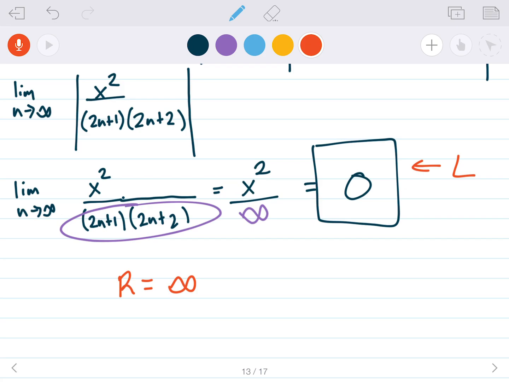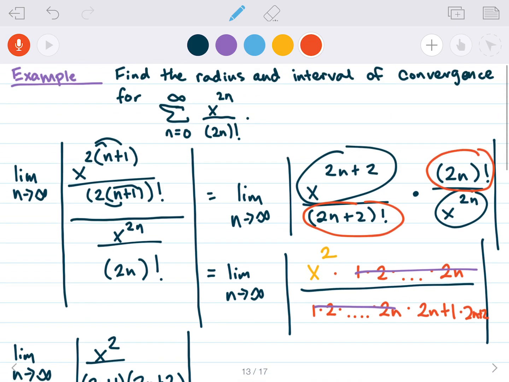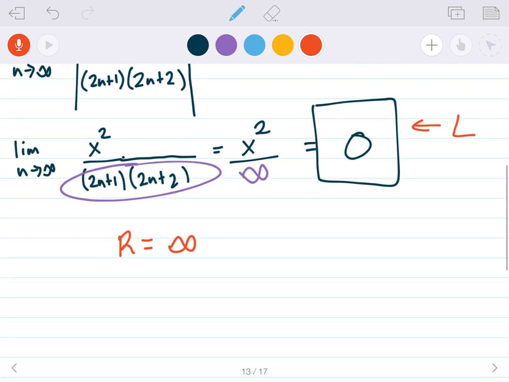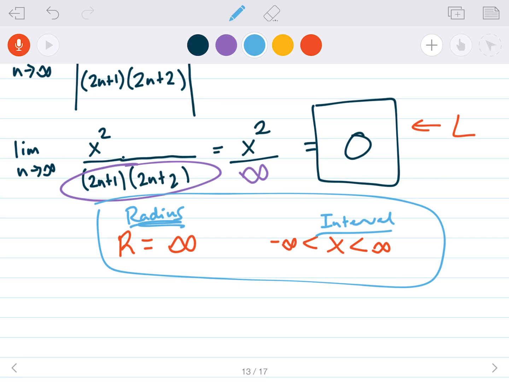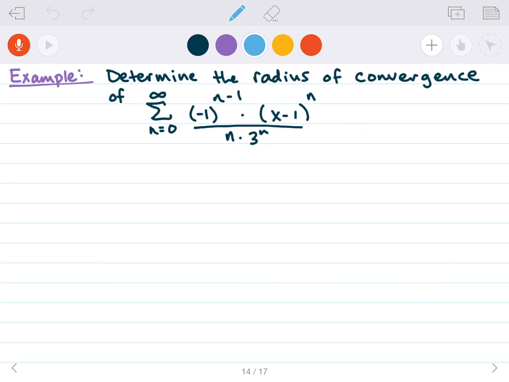And what is it asking us? Oh, the interval of convergence is, again, we're saying that x is going to be between negative infinity and positive infinity. So we could write it like this, or we could write it like negative infinity to positive infinity. It doesn't matter. But so this is the interval right here. And this is the radius of convergence. That's our answer here. Let's move forward.